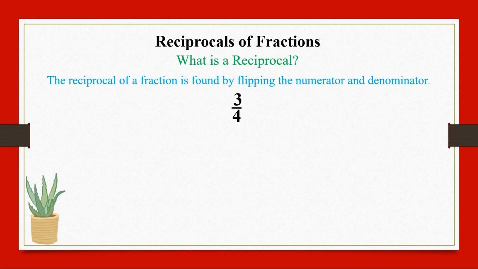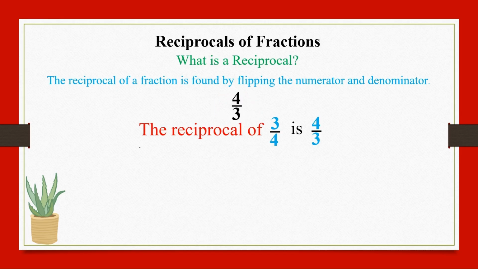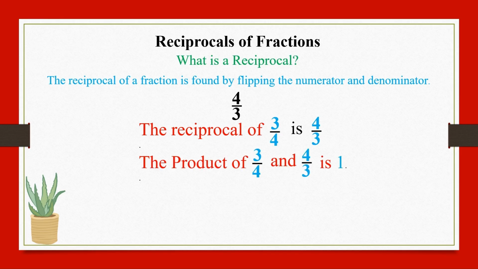Consider a fraction 3 by 4. Here 3 is the numerator and 4 is the denominator. So when you flip 3 by 4, we get 4 by 3. The reciprocal of 3 by 4 is 4 by 3.